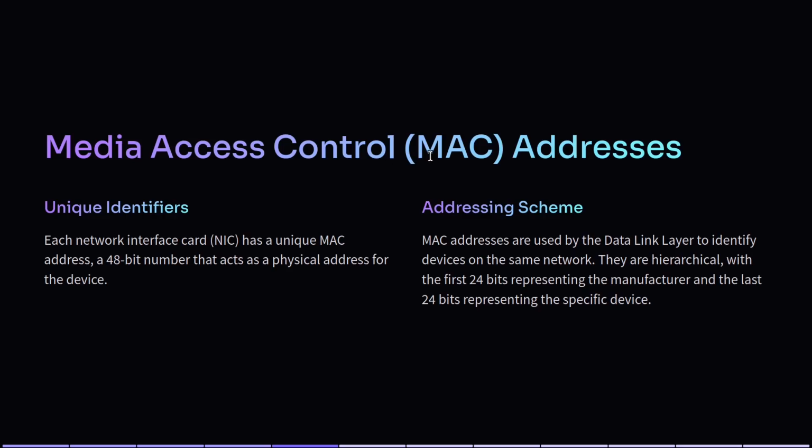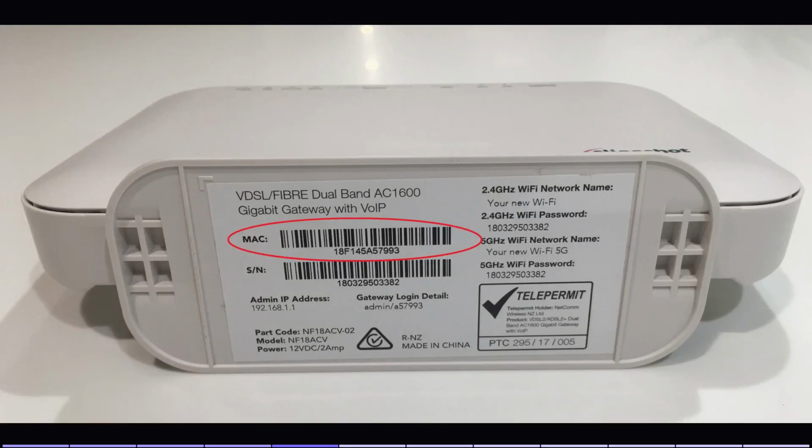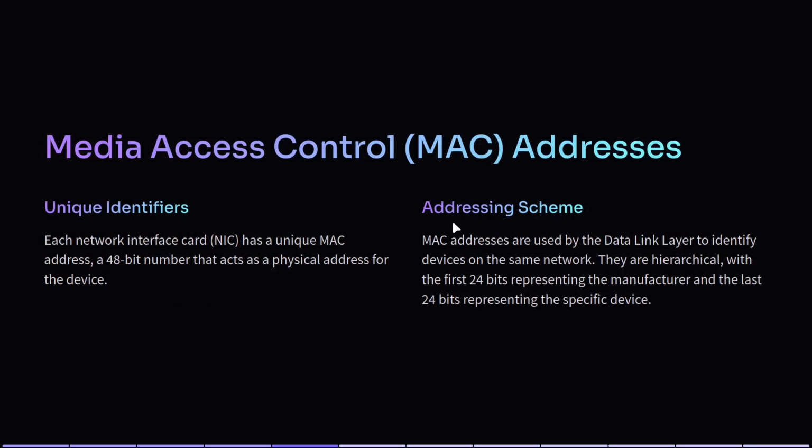Media access control, or MAC addresses. Unique identifiers: each network interface card, or NIC, has a unique MAC address, a 48-bit number that acts as a physical address for that device. Addressing scheme: MAC addresses are used by the data link layer to identify devices on the same network. They are hierarchical, with the first 24 bits representing the manufacturer and the last 24 bits representing the specific device.